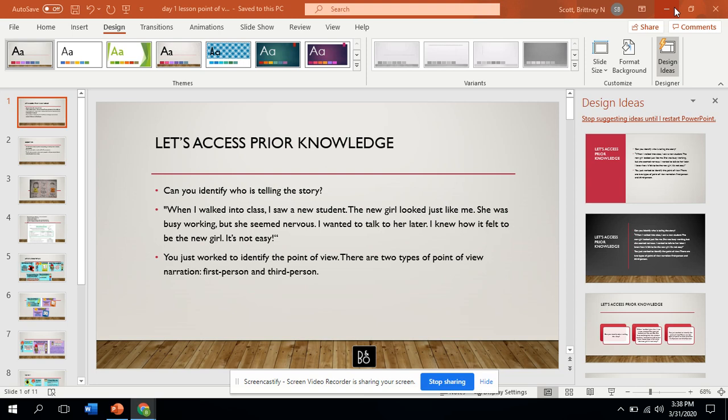This is Miss Scott, and today we are going to learn a lesson on point of view, first person and third person. So, first things first, let's access prior knowledge. Do you think you can identify who is telling the story? Let's go over this paragraph, and we're going to see if you can figure out who is the narrator.